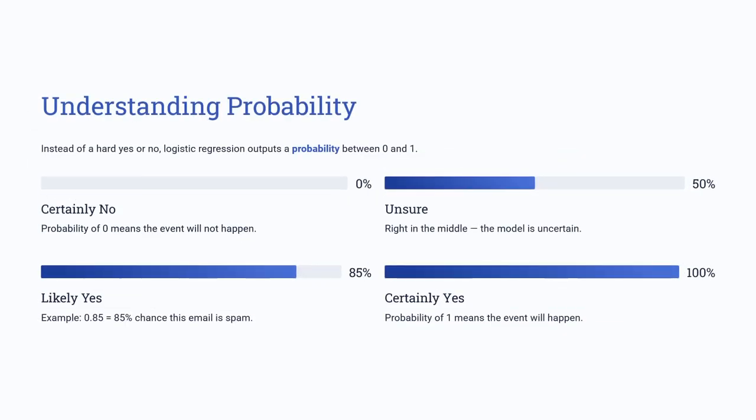Before making a decision, logistic regression first calculates a probability. The probability always lies between 0 and 1. A value close to 0 means no. A value close to 1 means yes. For example, 0.85 means 85% chance and 0.20 means only 20% chance. Instead of directly predicting a category, logistic regression predicts the probability first.